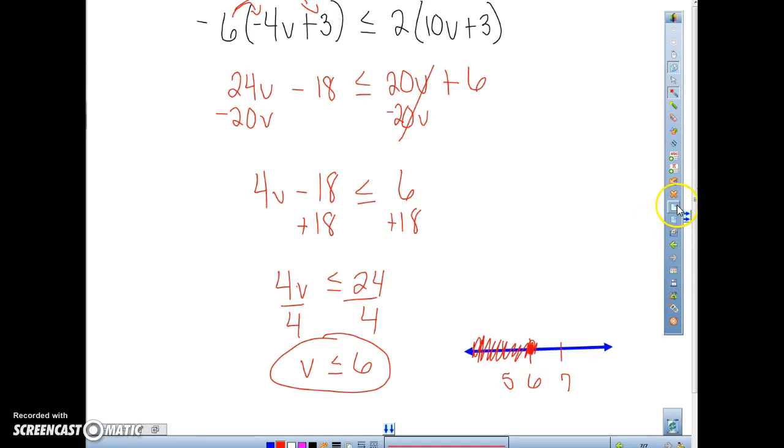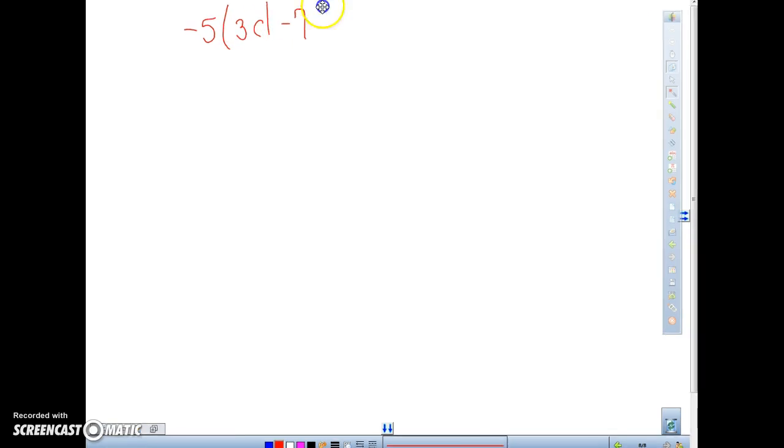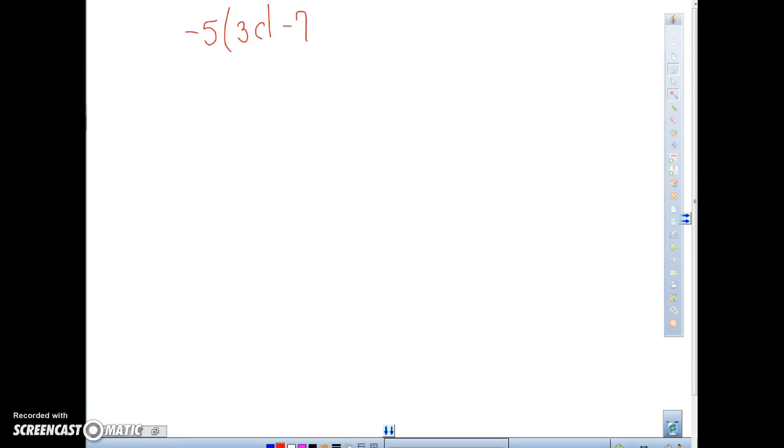Okay, one more actual just workout problem, and then we're going to do a word problem. So we have negative 5 times 3d minus 7 is greater than 3 times 2d plus 14. Again, distribute, so you have negative 15d plus 35 is greater than 6d plus 42.